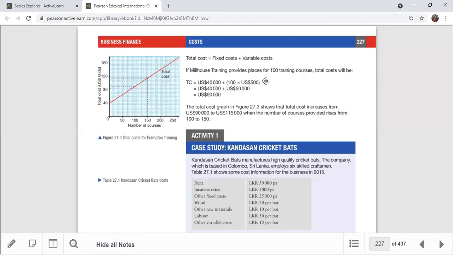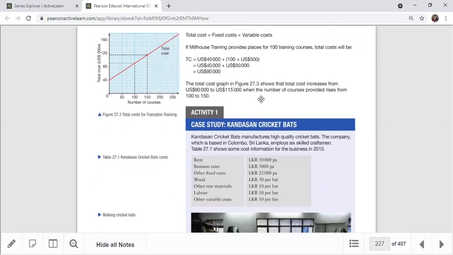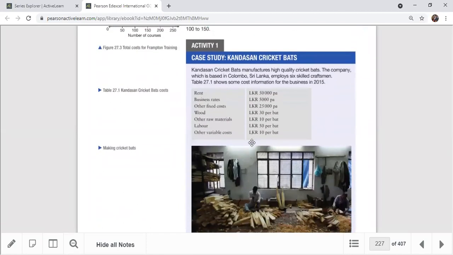Like that, there can be calculation questions also. In past paper questions, a little bit of calculation questions can come from this section. Now you know how to calculate variable cost, identification of variable cost, identification of the fixed cost, and calculation of the total cost part. You know that. Right. Let's quickly look at this activity case study.